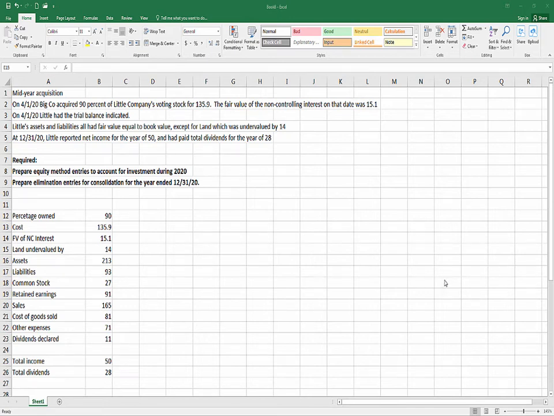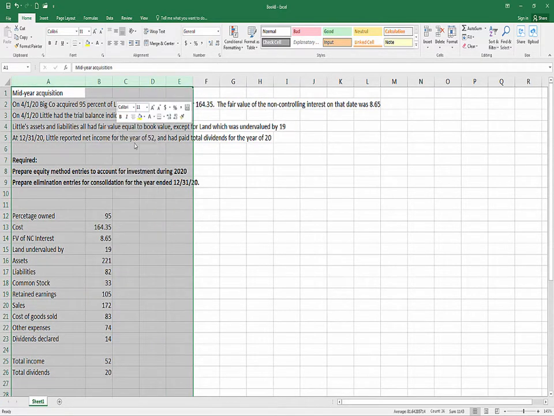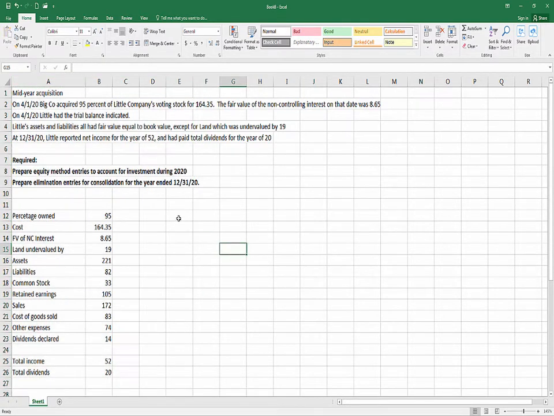Okay, solution to the mid-year acquisition question. Again, here's our spreadsheet, all random numbers. First order of business, copy, paste as values. Okay, on April 1st, Big acquired 95% of Little Company's voting stock for $164.35.